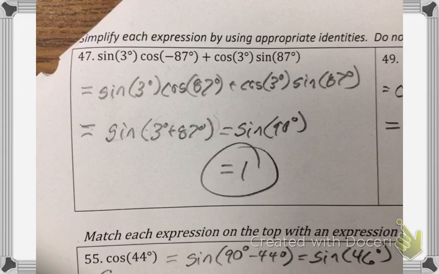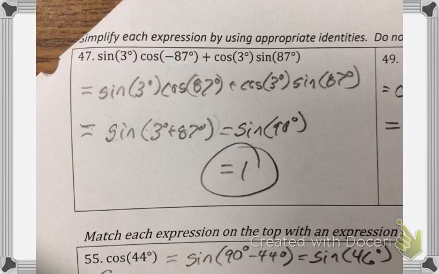So we have sine times cosine plus cosine times sine. So the problem is that we have that negative 87, and that is not a mistake. So either we need to pull that negative sign out front, or it has to just kind of disappear. And since it's cosine of a negative, we can rewrite it as the cosine of the positive. So that's exactly what I did. I rewrote that negative 87 as a positive 87.